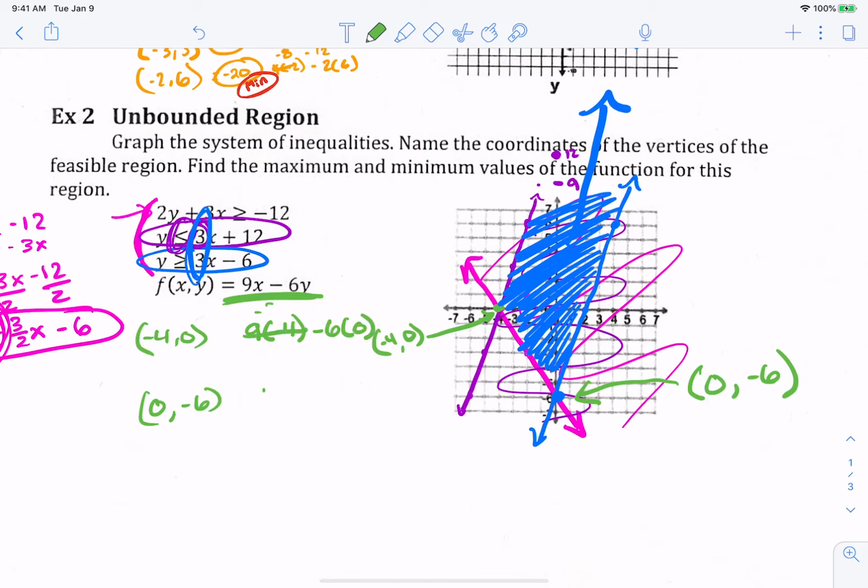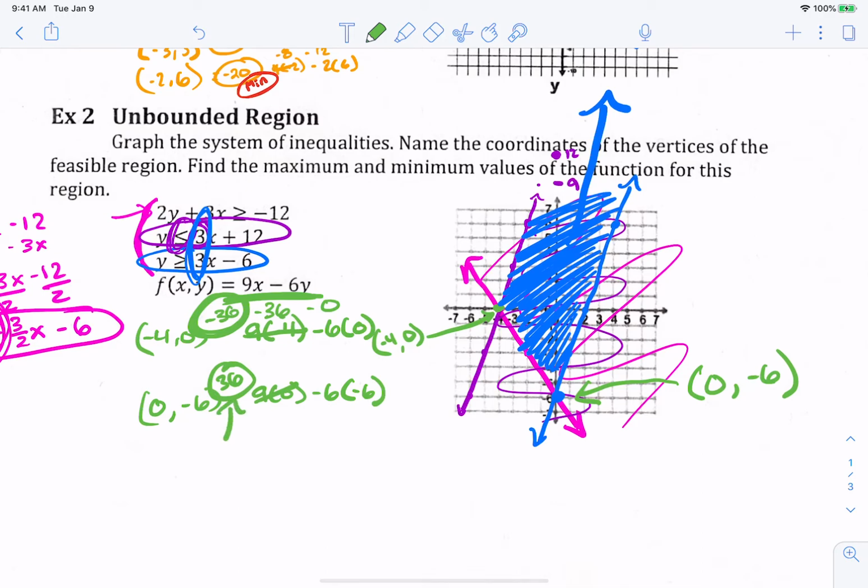9 times negative 4 is negative 36. Negative 6 times 0 is 0. So negative 36 is my number that I get with this one. Okay, the next one, I have 9 times 0 minus 6 times negative 6. 9 times 0 goes away. Negative 6 times negative 6. What's that make? Negative 30. Wait a minute. Positive 36. Never mind. Positive 36.